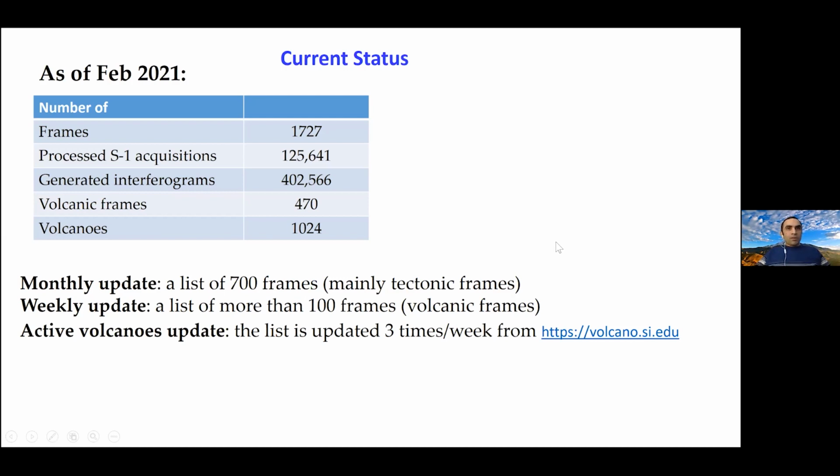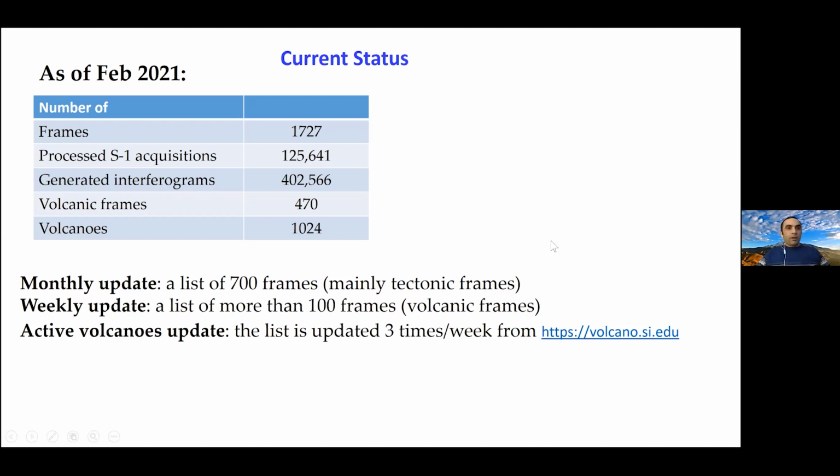About the updating policy that we follow in the LiCSAR system, I should say that we currently have a list of about 700 frames, which are being updated on a monthly basis. And these are mainly the tectonic frames. We also have a list of 100 frames, more or less, which are being updated on a weekly basis. These are mainly the volcanic frames.